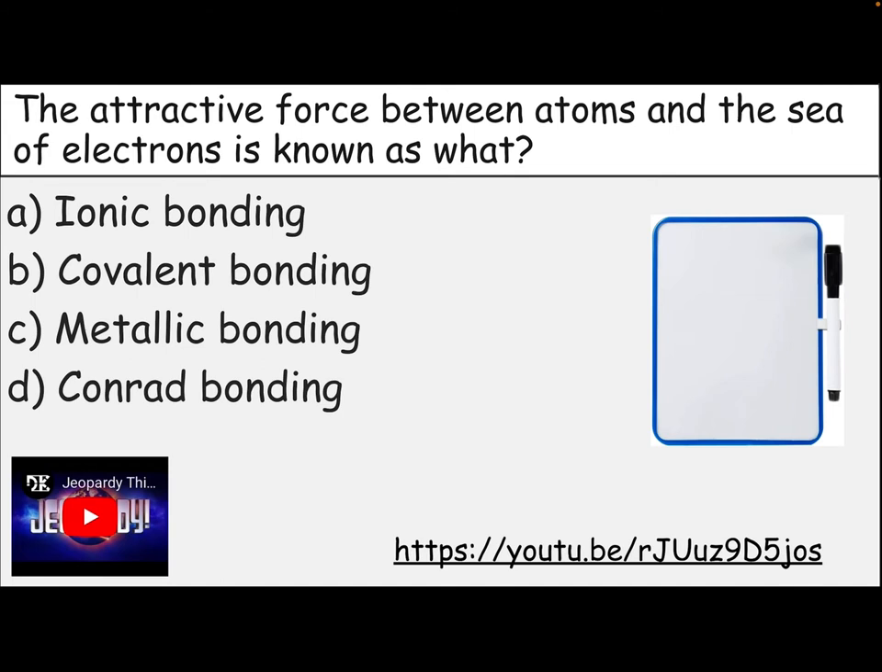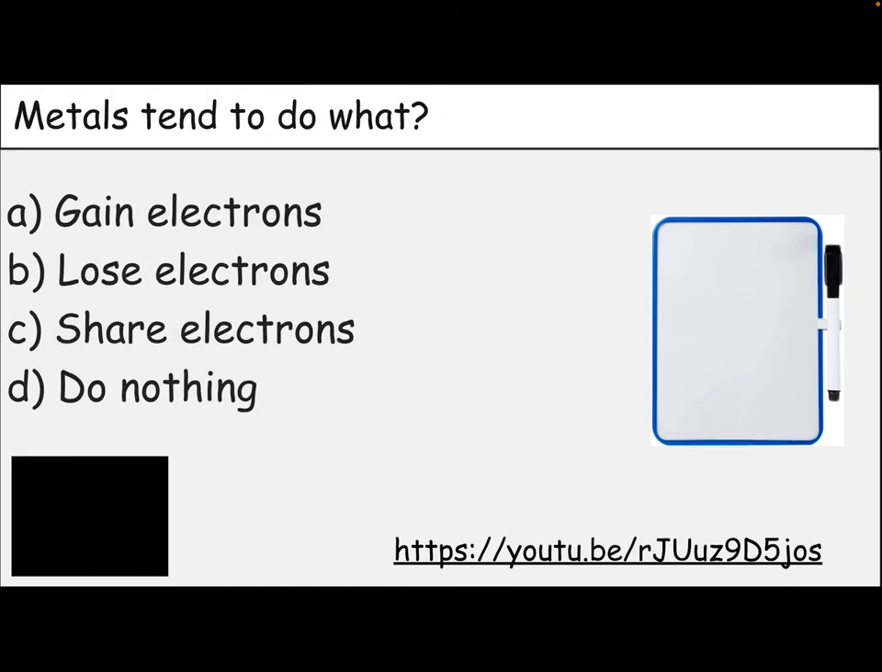The attractive force between atoms and the sea of electrons is known as, the answer is C, metallic bonding. Next question. Let's see what you remember. Metals tend to do what? Try your best, give an answer, and we'll talk about it.